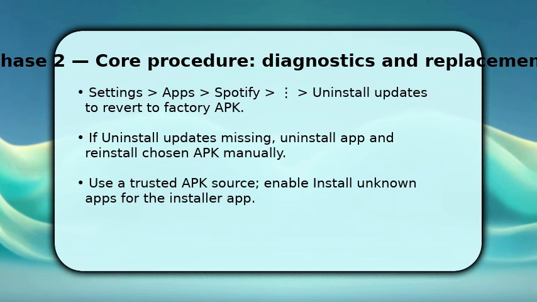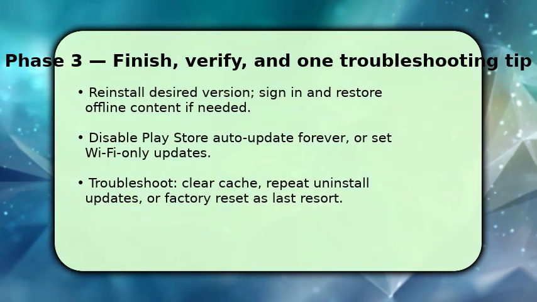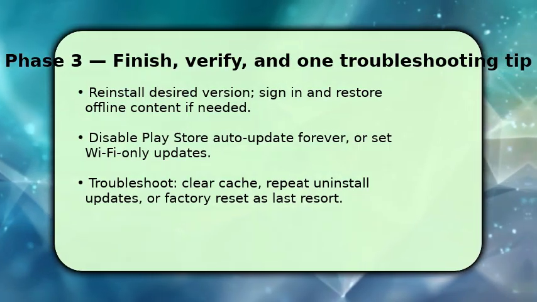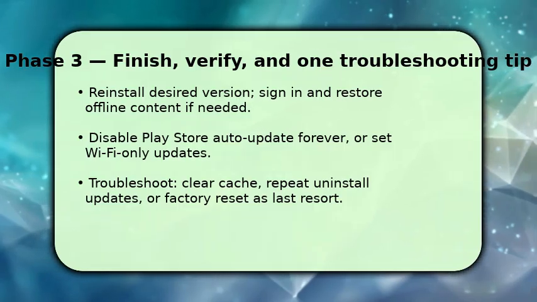Finish by installing the desired Spotify APK or letting the factory APK remain. Sign back in and restore any offline files. Make sure Play Store Auto Update stays disabled or restrict updates to Wi-Fi only to prevent another forced update.